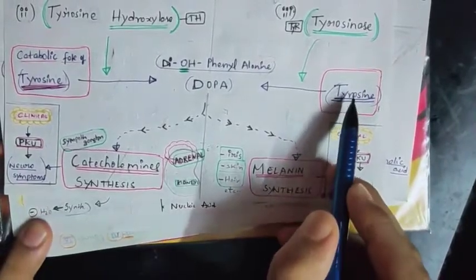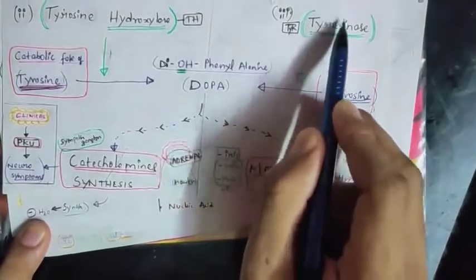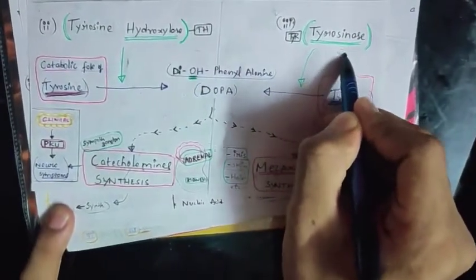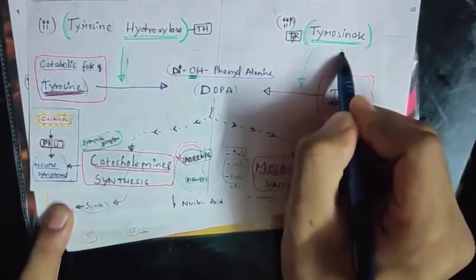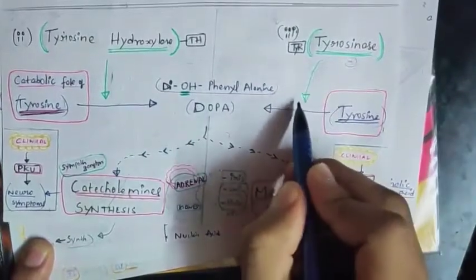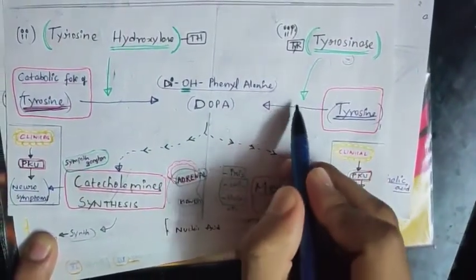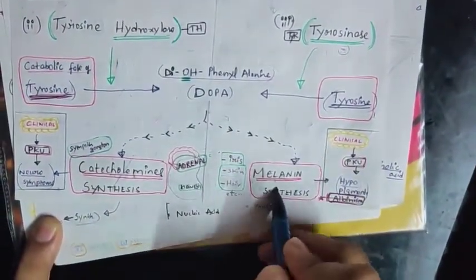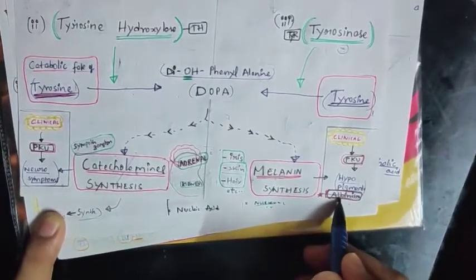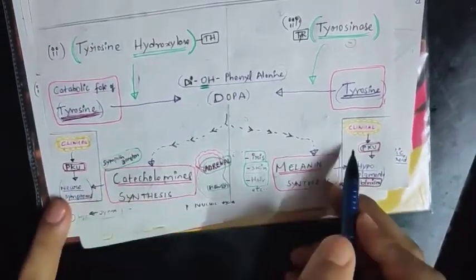Okay, coming to another point, if tyrosinase is deficient, what will happen? Minus means deficiency. When tyrosinase is deficient, we will again get the same problem. Melanin synthesis is stopped, then we have hypopigmentation called albinism. So this condition is called albinism. Okay, this is the clinical importance of this.